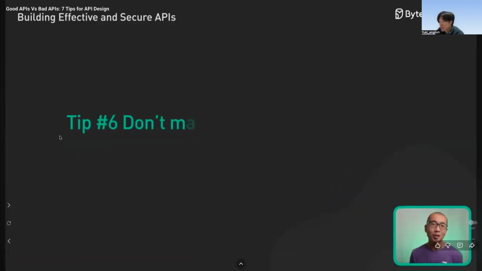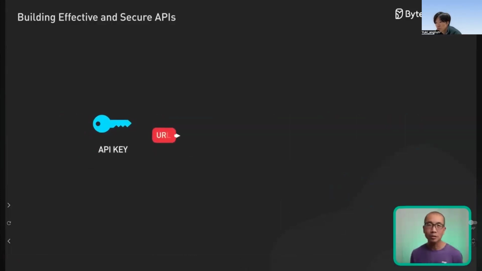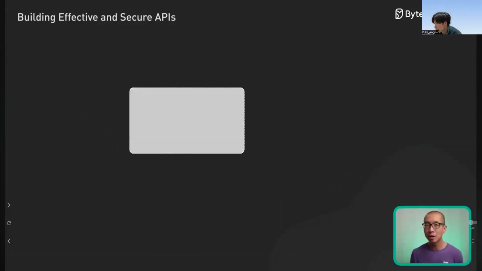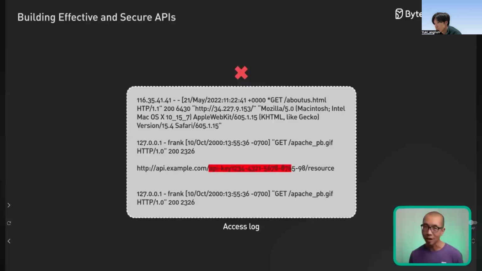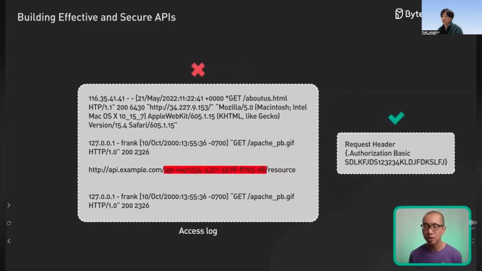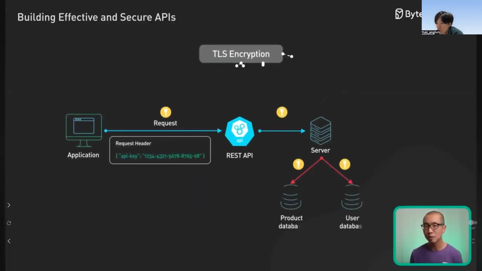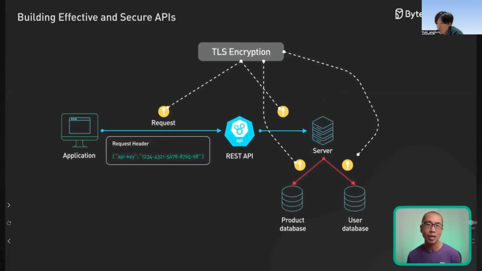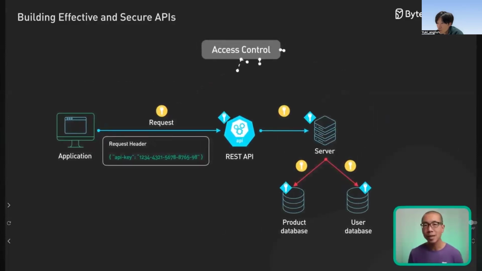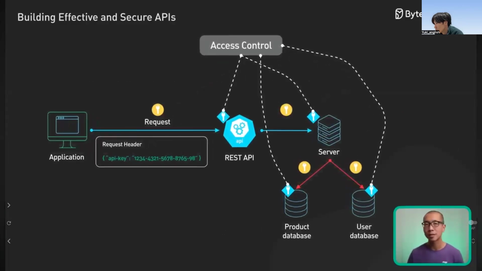Tip number 6. Don't make security an afterthought when designing APIs. For sensitive credentials like API keys, leverage HTTP headers over URLs. URLs get logged in server access log, exposing secret in plain text. Headers like authorization reduce that risk. But headers can still leak upstream, so enforce full TLS encryption for all traffic to shield transmissions end-to-end. Implement robust access controls. Verify keys and tokens on every request before processing.